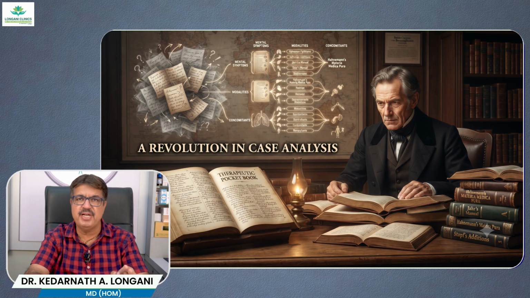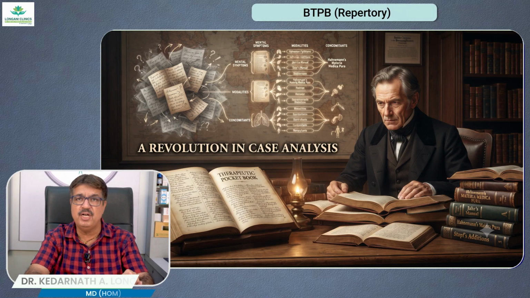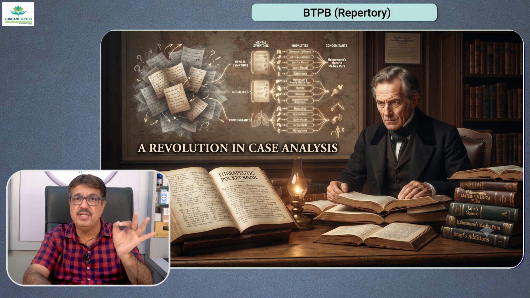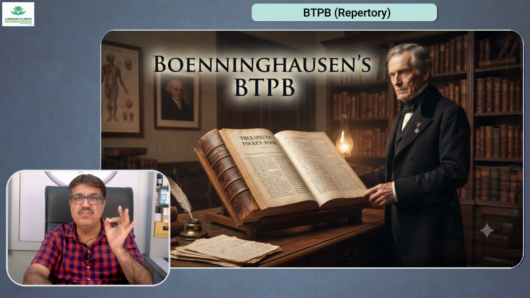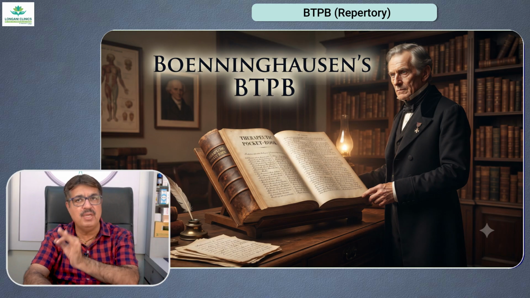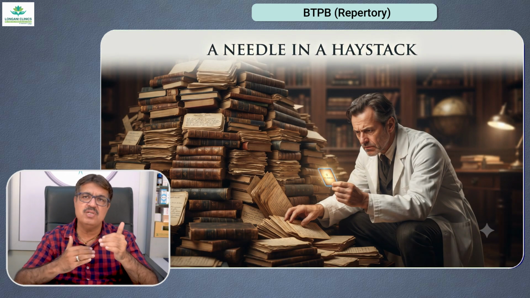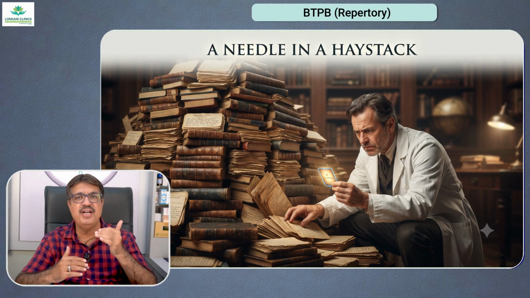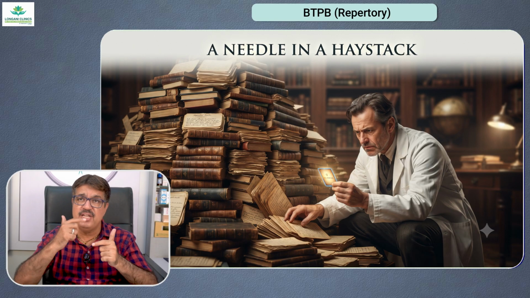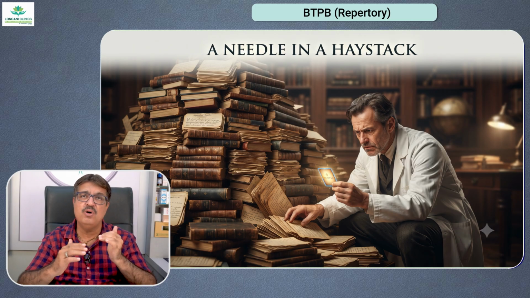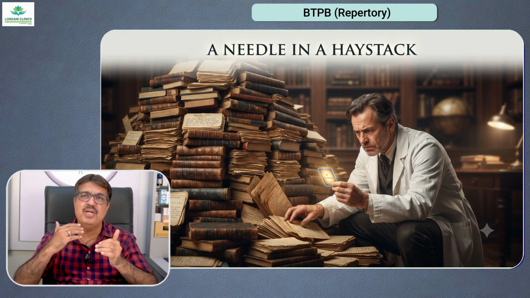If you want to understand how a single book completely revolutionized homeopathic case analysis, you have to look at the genius of Baron Clemens von Boenninghausen and his therapeutic pocket book, famously known as BTPB. Before Boenninghausen came along, early practitioners were struggling. The materia medica was expanding rapidly, and finding a matching remedy for a complex patient was like searching for a needle in an absolute haystack.